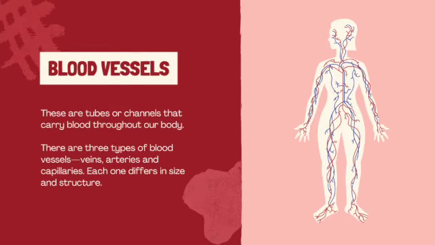Blood vessels are tubes or channels that carry blood throughout our body. There are 3 types of blood vessels, namely veins, arteries, and capillaries. Each one differs in size and structure.